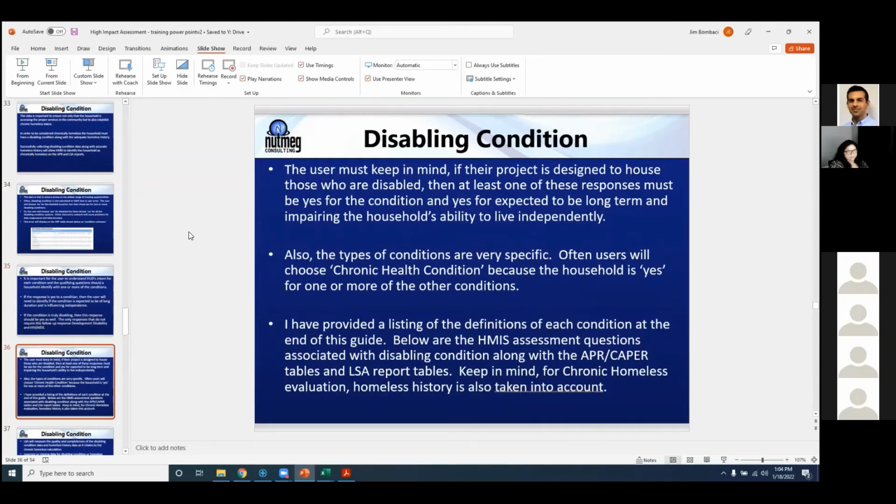Keep in mind if the project is designed to house those who are disabled, you don't want to say no to the disabling condition questions or no to the disabled question, because then you might be going against your funding. Also, the types of condition are very specific. So as I talked about chronic health condition in those categories, I'll provide that breakdown. So make sure you have that handy until you or users feel comfortable with it. And so, as I said, I'll provide that list.